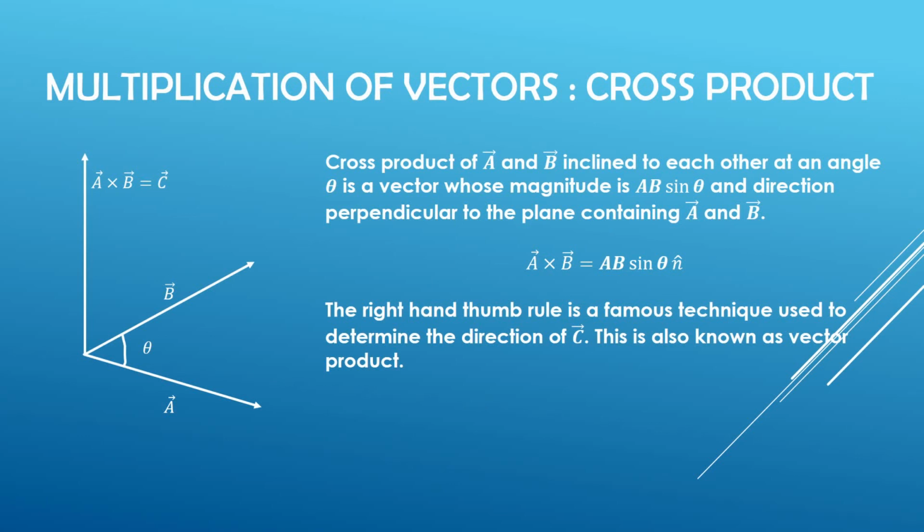For that what we have to do is stretch our fingers and stretch our thumb too. We have to place the edge of our hand on A and curl our fingers towards B. The direction of the erect thumb will give me the direction of this C vector. Okay, this is known as the right hand thumb rule. There is another rule known as the right hand screw rule, but this one is the more popular one and this is easy to use.